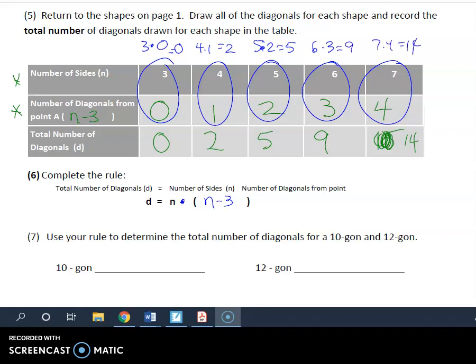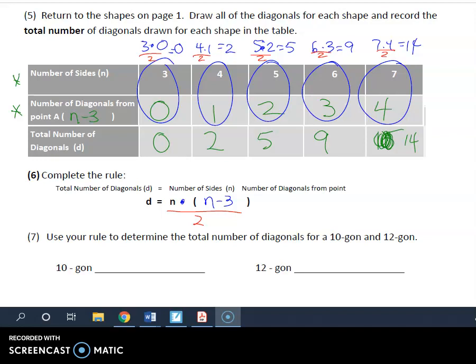So hopefully you determined, and it's not so obvious in the first one because 3 times 0 is 0, that to get to 14, you have to take the 7 times 4, which is 28, and divide it by 2. That gets you 14. 6 times 3 divided by 2 is 9. 5 times 2, which is 10, divided by 2 is 5. 4 times 1, which is 4, divided by 2 is 2. So all these answers are being divided by 2.